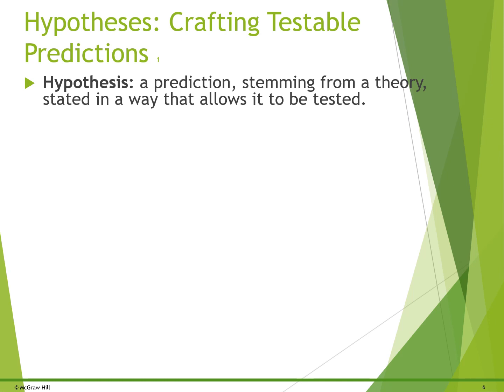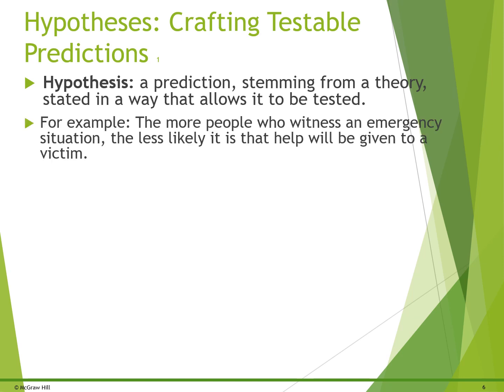So if we go back to Latane and Darley's diffusion of responsibility theory, the hypothesis would be the more people who witness an emergency situation, the less likely it is that help will be given to a victim. That's their hypothesis. The more people that are around to witness something occurring, the less likely you are to get help.